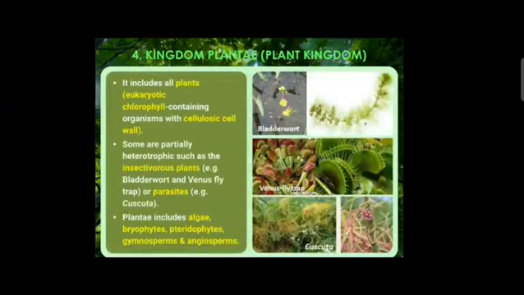Insectivorous plants, here you can see this is the bladderwort, and this is the Venus flytrap. So these plants are insectivorous. They are eating animals, that is, small insects. So here you can see it opens and it traps the insects and digests them. So these are insectivorous plants.